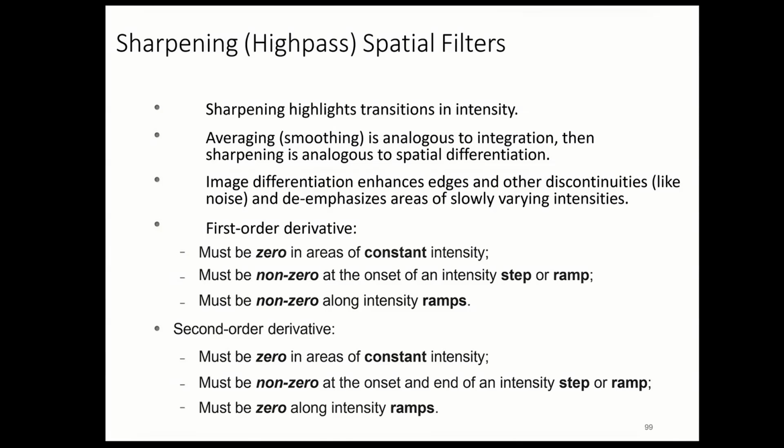Let's discuss this. Sharpening basically highlights the transitions in intensity. If you have a transition, I highlight it more to make it sharper. Let's say there is an edge, for example the background of the face. There is some transition, and highlighting that transition means I'm making the image sharper, right?